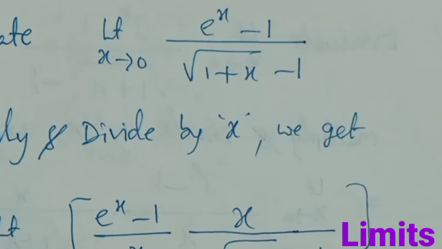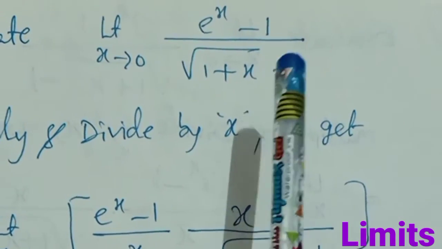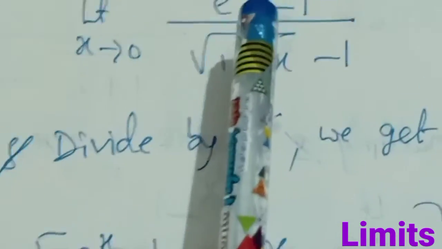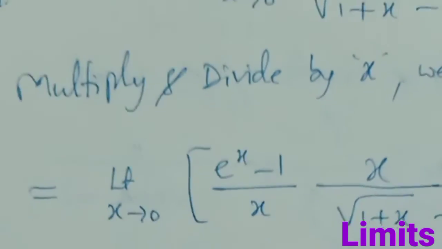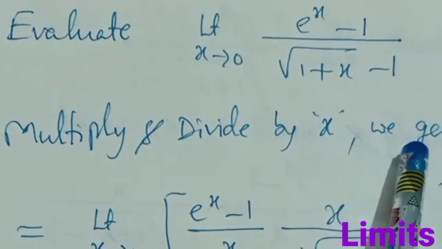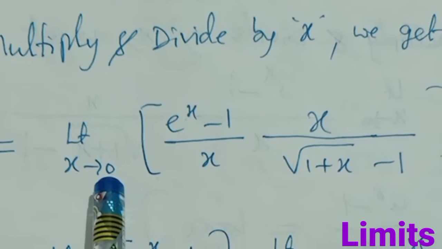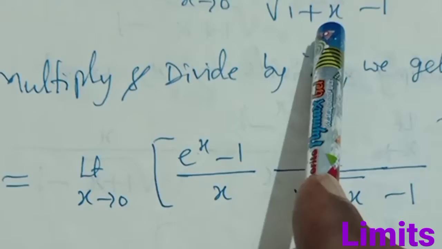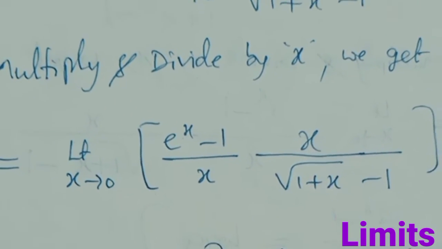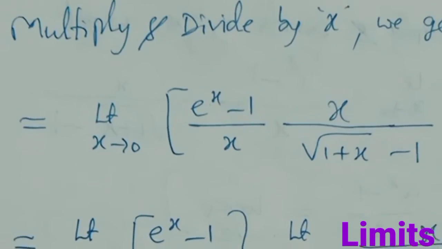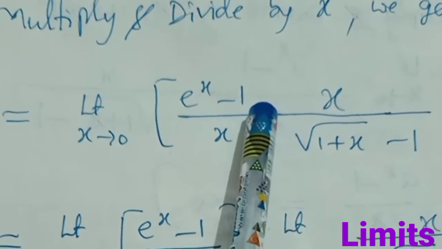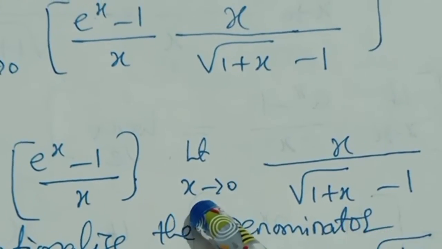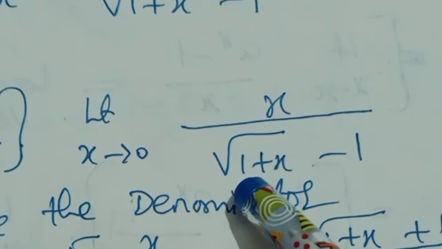So here we are also rationalizing the denominator, and first the numerator value is e power of x minus 1, no? So multiplying and dividing with x, we get limit x tends to 0 of (e power of x minus 1) by x into x, and the denominator value is as it is. Then we write limit x tends to 0 of (e power of x minus 1) by x, it is one of the standard functions, and the second one is limit x tends to 0 of x by square root of 1 plus x minus 1.